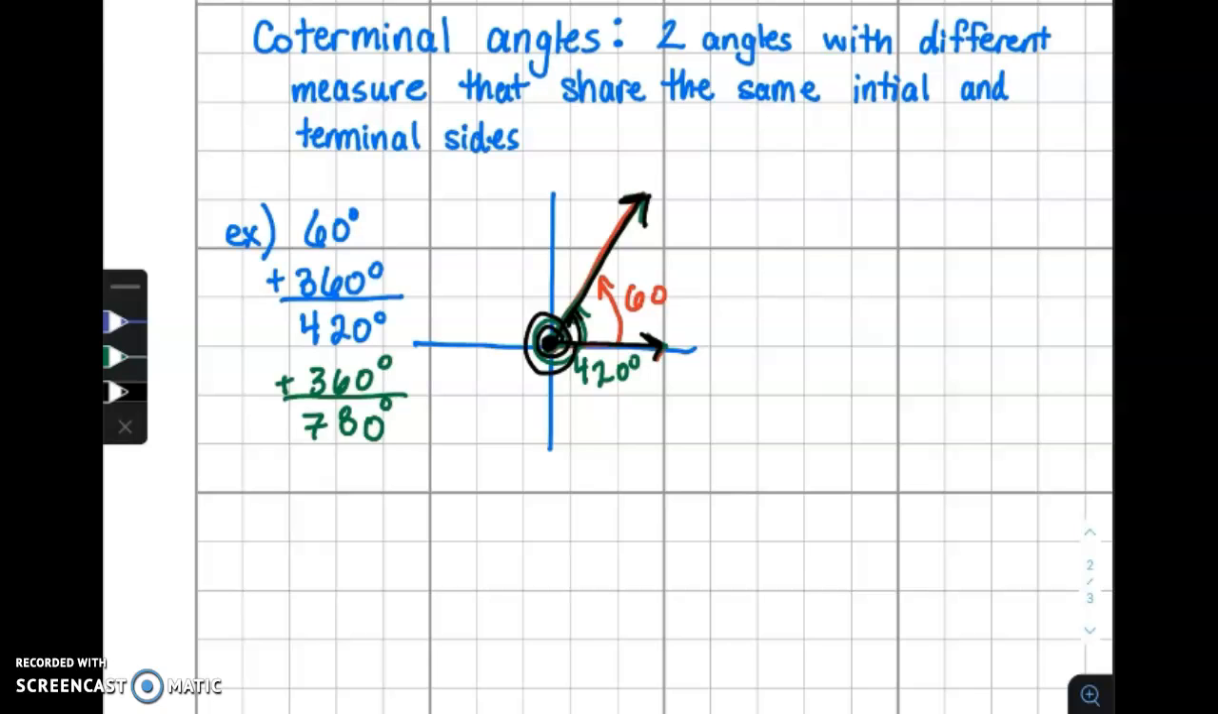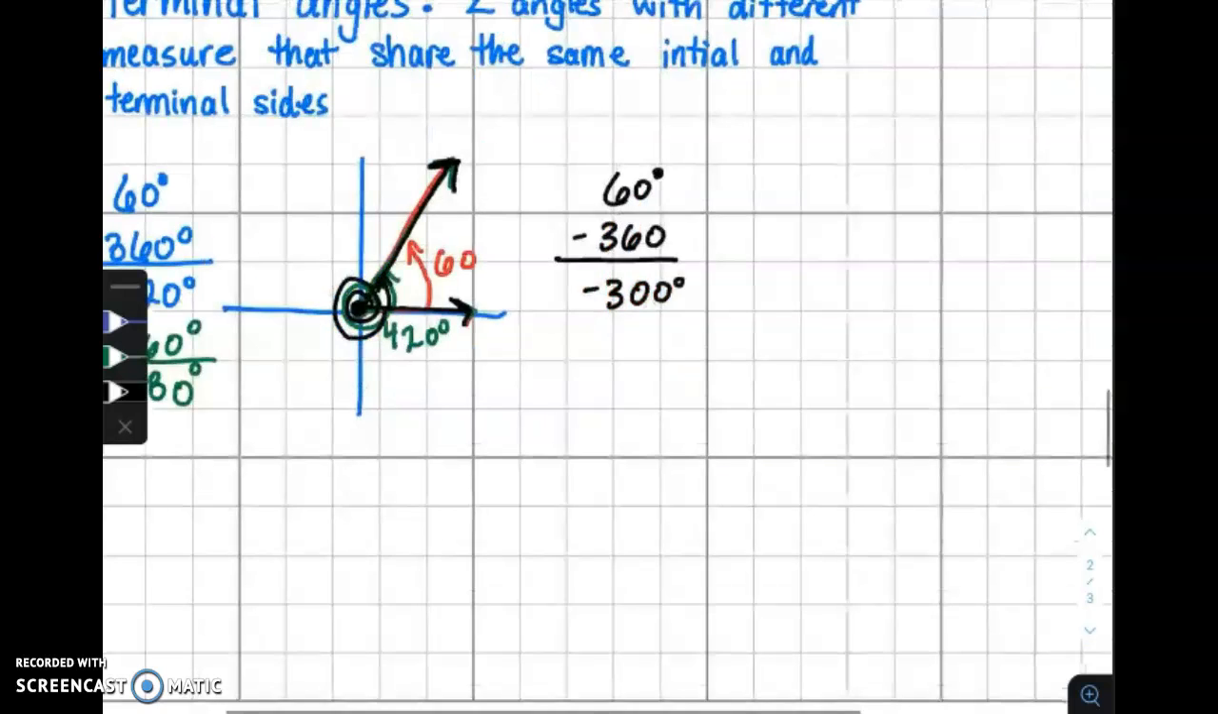Now, if I want to get a negative coterminal angle, so let's find some negatives, I can take 60 degrees and subtract 360. So if I subtract 360, I get negative 300 degrees, and this should land in the same location as 60.